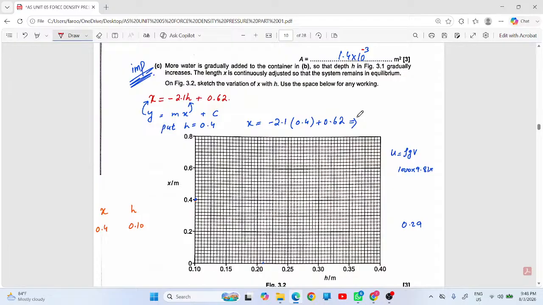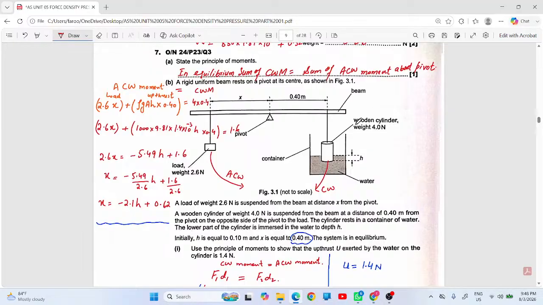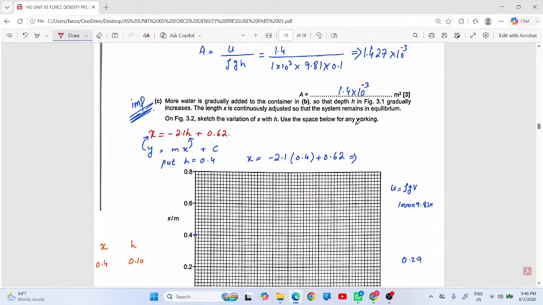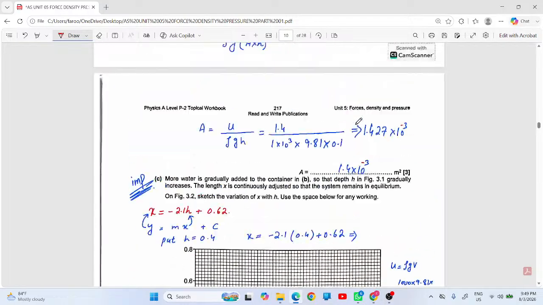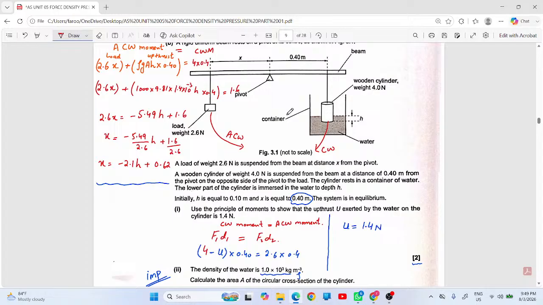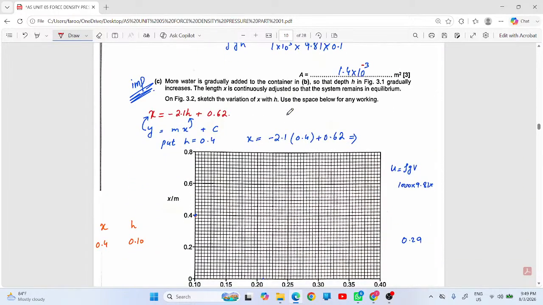अच्छा, ओके, तो इसमें हमारे पास... हमने बच्चे क्या किया था, we made an equation of straight line, है ना। ओके, और उसमें हमारे पास more water is gradually added to the container, पानी ज्यादा हो गया, so that the depth h gradually increases, the length x is continuously adjusted, where is x. ओके, इसको आप एडजस्ट कर रहे हैं so that I think beam is in equilibrium. हाँ यही है, so that the system is in equilibrium. On figure 3.2, sketch the variation of x with h.